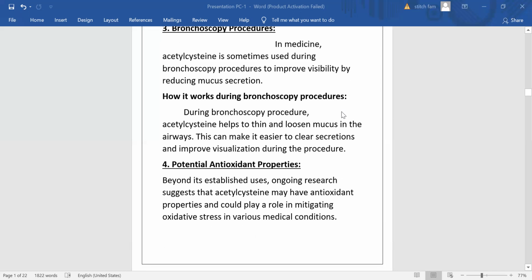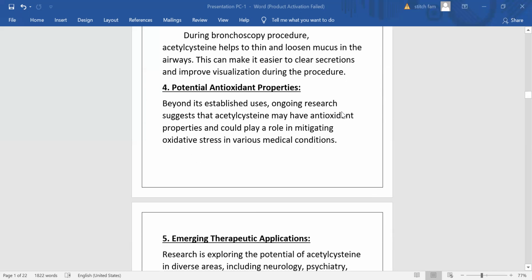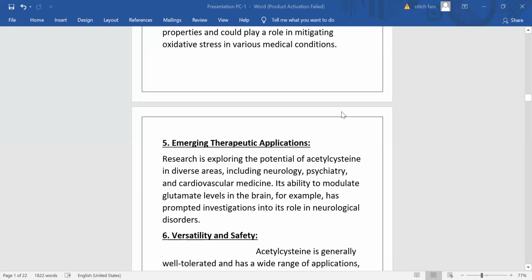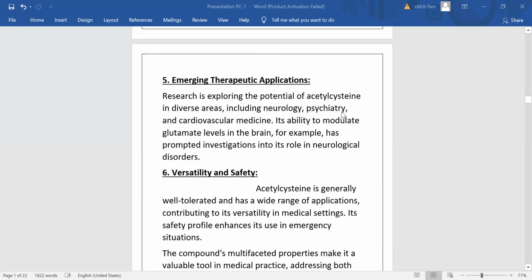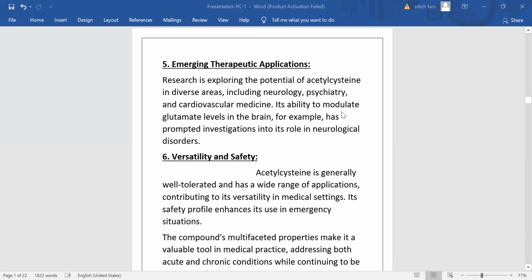Number four, potential antioxidant properties. Beyond its established uses, ongoing research suggests that acetylcysteine may have antioxidant properties and could play a role in mitigating oxidative stress in various medical conditions. Number five, emerging therapeutic applications. Research is exploring the potential of acetylcysteine in diverse areas, including neurology, psychiatry, and cardiovascular medicine. Its ability to modulate glutamate levels in the brain, for example, has prompted investigations into its role in neurological disorders.